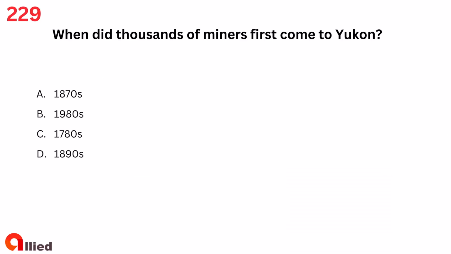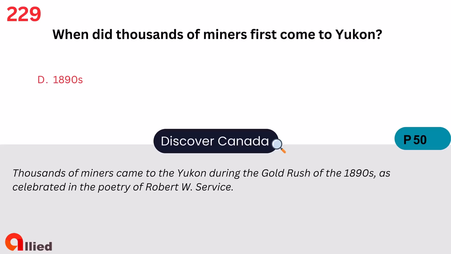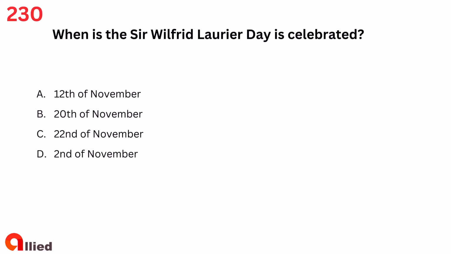Question 229. When did thousands of miners first come to Yukon? A. 1870s. B. 1980s. C. 1780s. D. 1890s. The answer is D. 1890s.